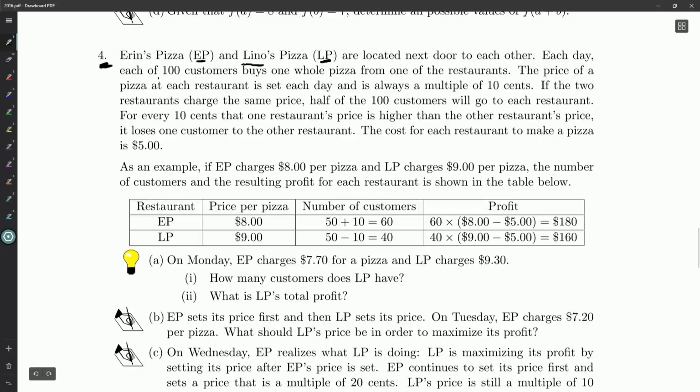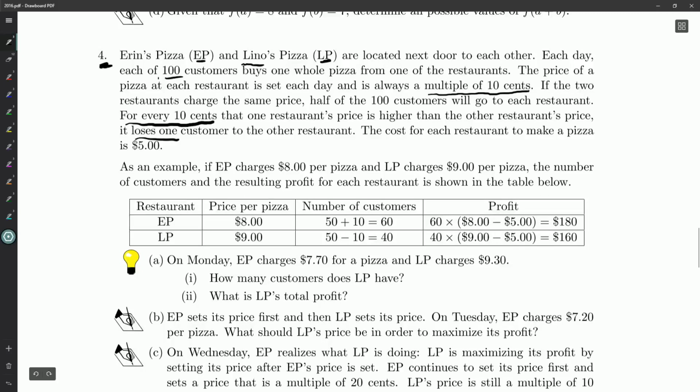Each day, each of 100 customers buys one whole pizza from one of the restaurants. The price of a pizza at each restaurant is set each day and is always a multiple of 10 cents. If the two restaurants charge the same price, half of the 100 customers will go to each restaurant. For every 10 cents that one restaurant's price is higher than the other restaurant's price, it loses one customer. So one customer per every 10 cents will go to the other one.